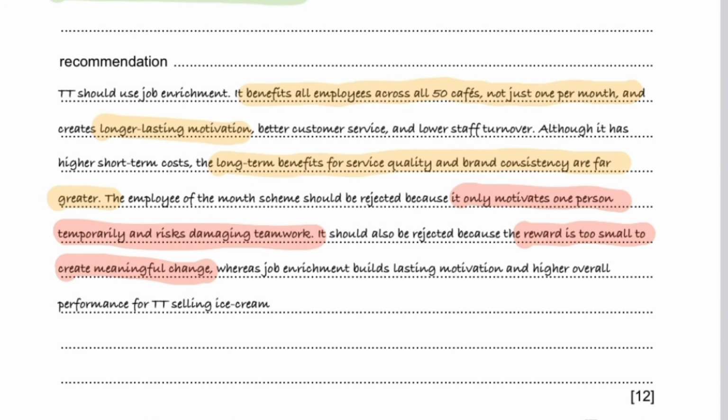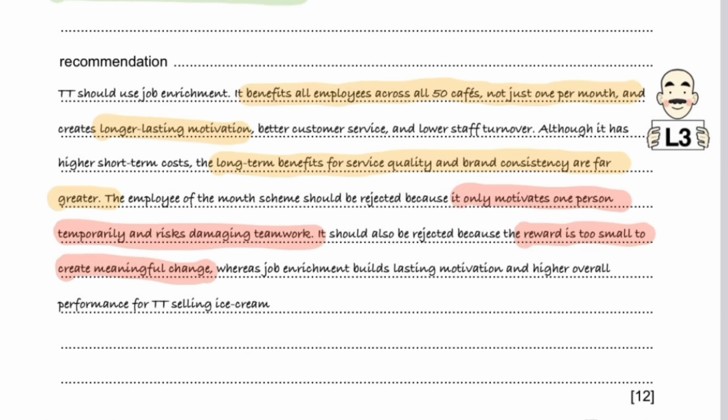And lastly, for the recommendation, TT should use job enrichment as it benefits all employees across its 50 cafes, not just one a month. And the impact of this choice is that it will create longer lasting motivation, and the effect of this is that it will give long-term benefits for service quality and brand consistency, which is far greater than the costs. So as we have made a choice and justified it, this gives us our first level 3.